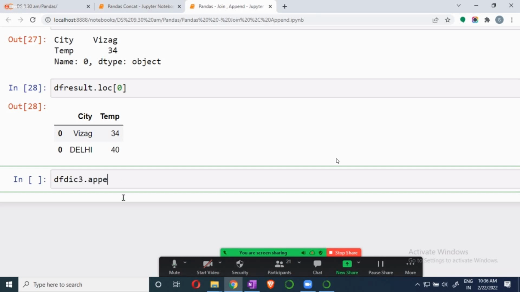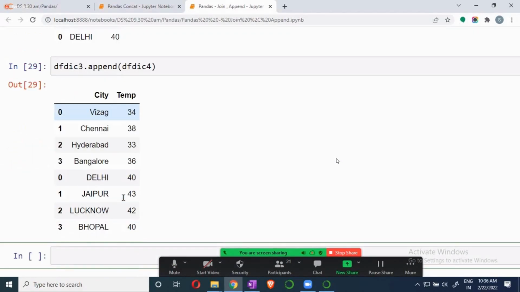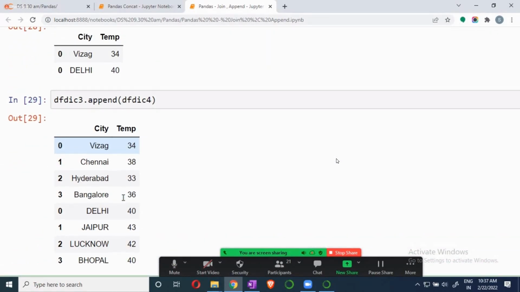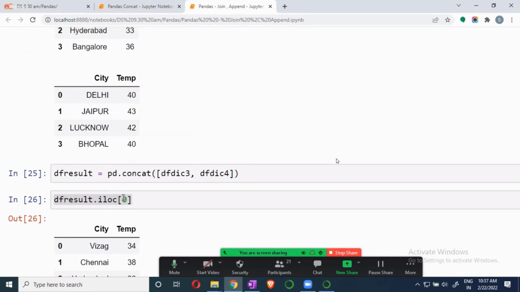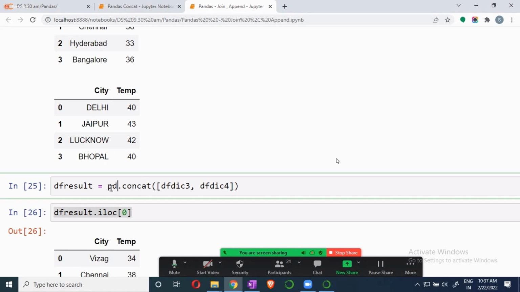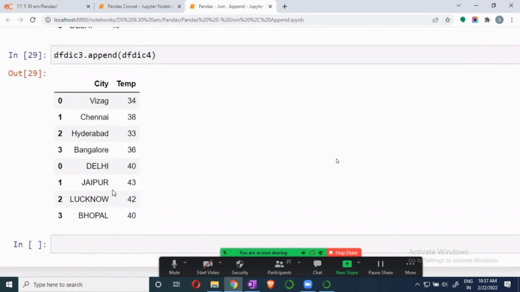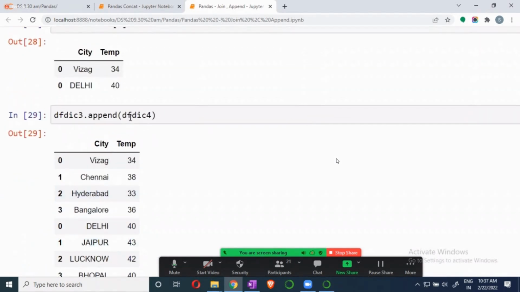Okay, append of DF DIC4. Now you see the same, exactly the same. There's no difference. The only difference is here the concat you will be calling with the help of PD, and this one we will be calling with the help of data frame. You will always be having this option, guys.